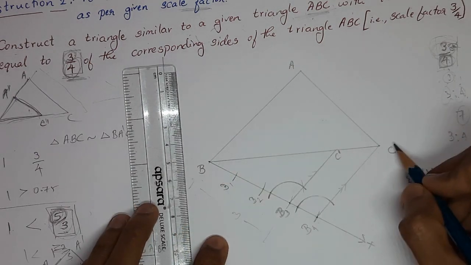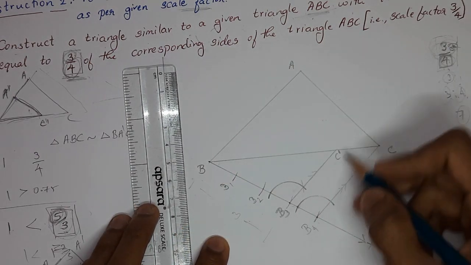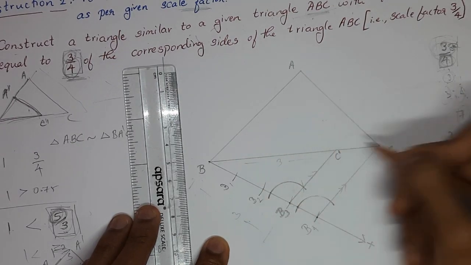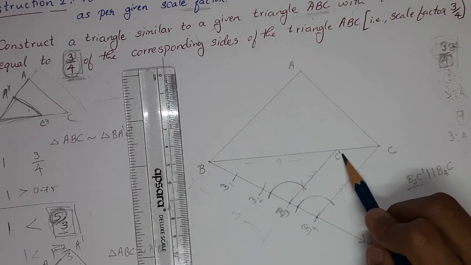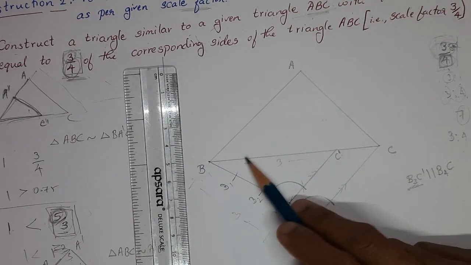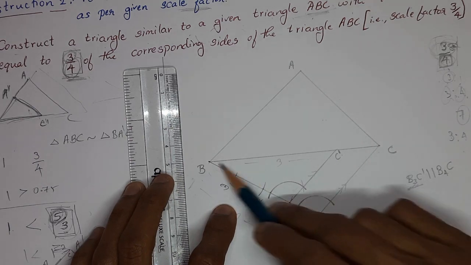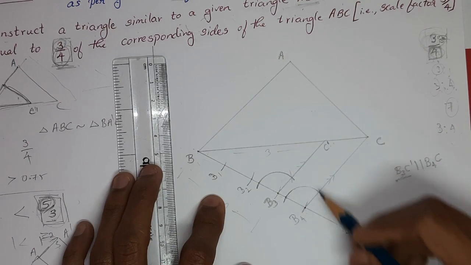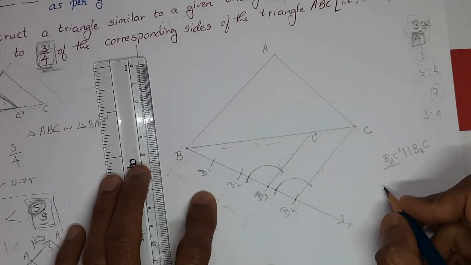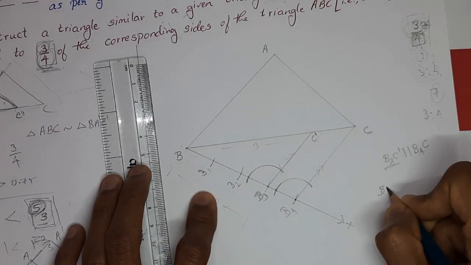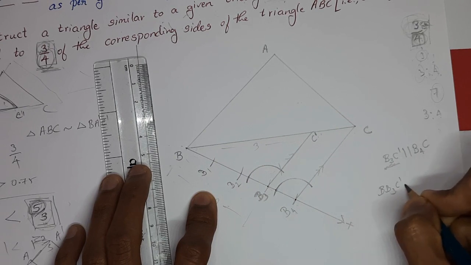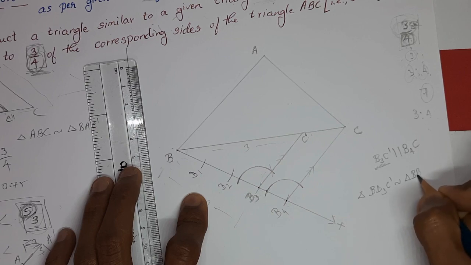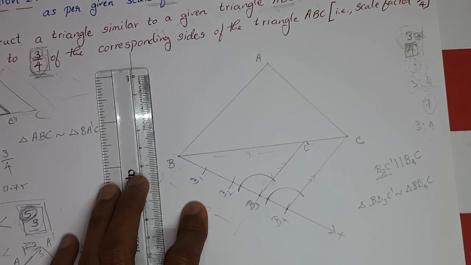See, this total is 4, because this is 3, this is 1. So it is in the form of 3/4. This ratio is 3. From B to C dash it is 3, because here we have 3. See, because it is a similar triangle, you can have this: triangle B3C dash is similar to triangle B4C. If you want, you can write it down. Okay, next procedure is simple.